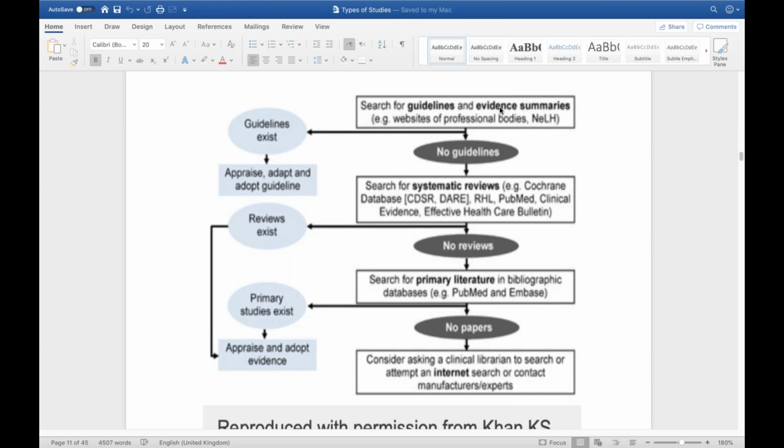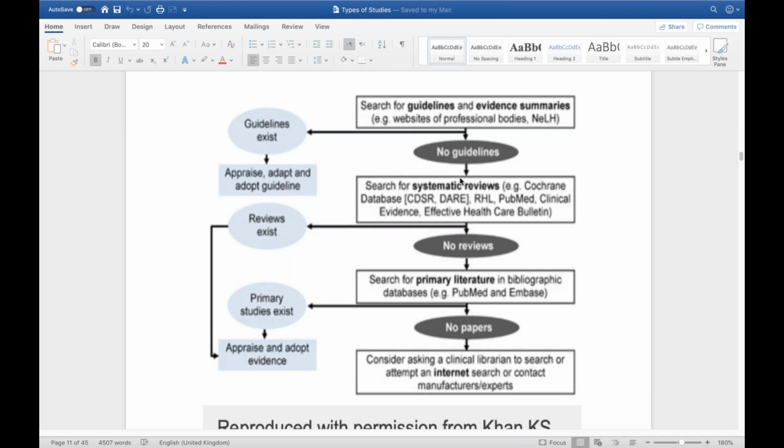So you have to go search the guidelines and evidence summaries. This is the first thing to do, is to go for the guideline, which is done by NICE, by your Royal College, by the hospital you're working in. A lot of hospitals in the UK have what we call guidelines or guidance for how to do things and how to deliver the practice about certain things. So that's the first thing you go for, basically. So you will see if a guideline exists. Appraise, adapt and adopt the guidelines.